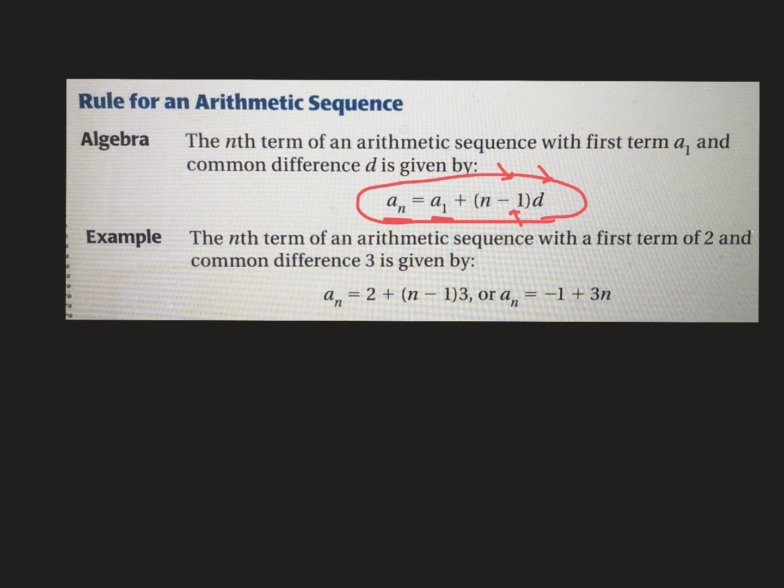Let me show you an example real quick. The nth term of an arithmetic sequence with the first term of 2 and a common difference of 3 is given by this formula. Okay, so a1 is the first term, which is 2. n minus 1 is there. The difference is 3. Boom. That's how it looks when it's written out. Now, if you were to look for a particular term, I think that's the next slide.